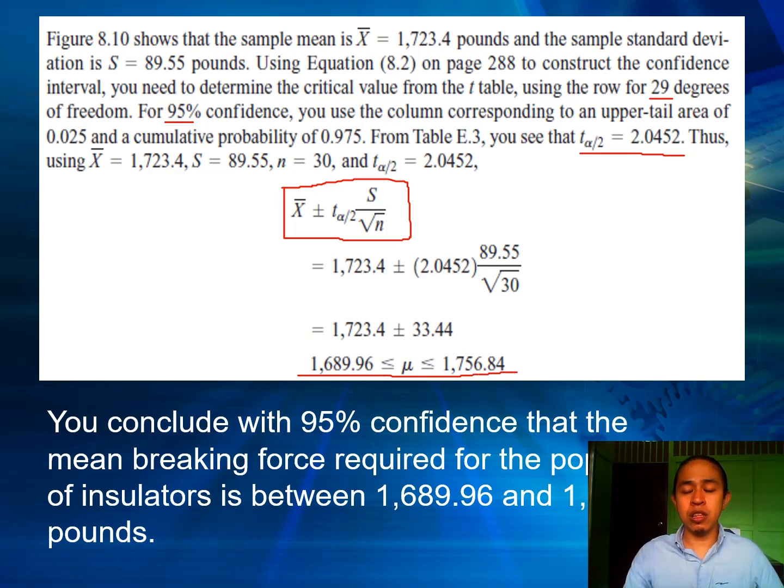So how are we going to interpret that one? We can conclude with 95% confidence that the mean breaking force required for the population of insulators is between 1,689.96 and 1,756.84 pounds. If you notice, we can apply the concept of confidence interval in any field, in any instance. Okay, so this is very much useful.